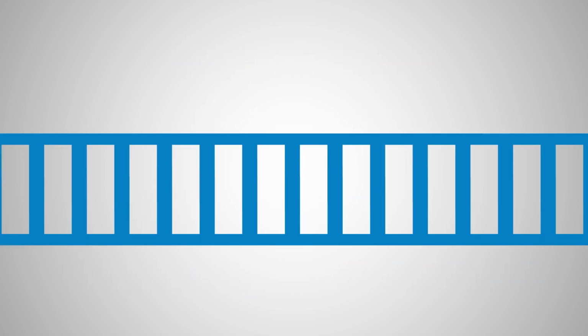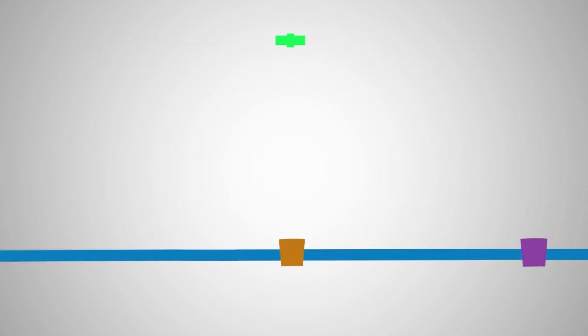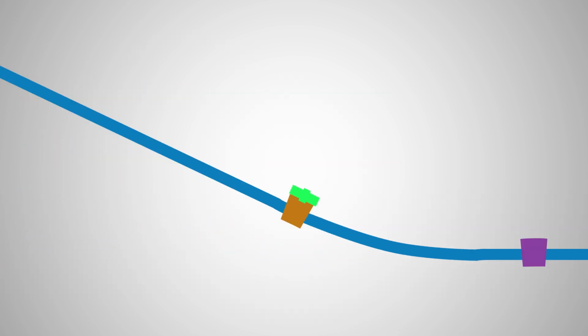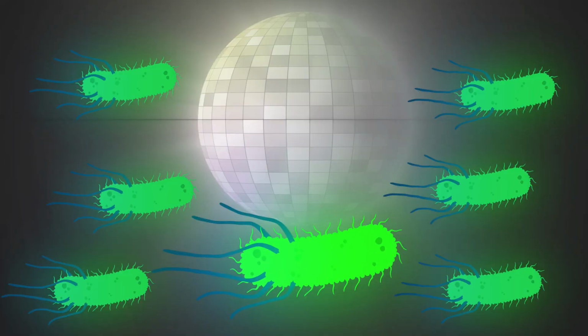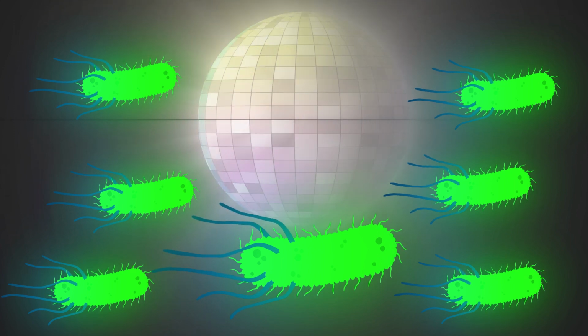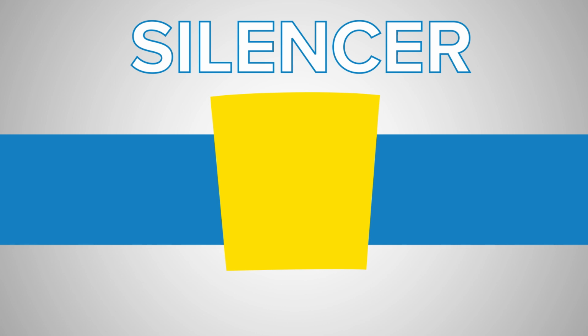One example of a regulatory element is an enhancer. These short regions of DNA are upstream or downstream of the promoter site, so they need to be looped into the transcription process. Enhancers bind to the promoter to increase transcription of the gene. Transcription enhanced, time to dance! Alright, woo!